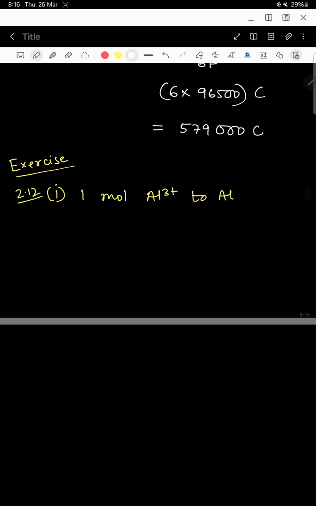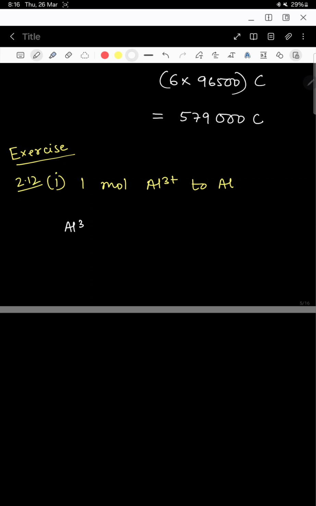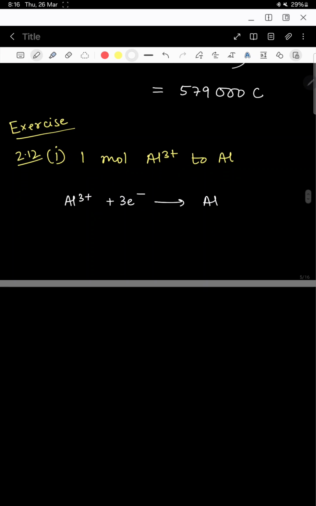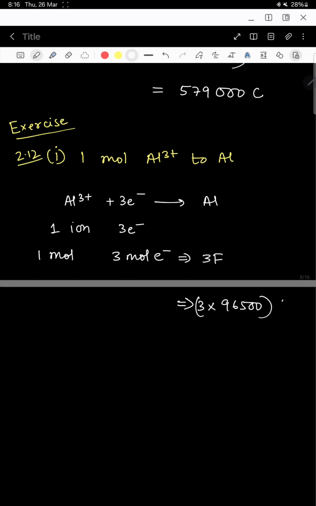So again a very simple question. These kind of questions sometimes they give you in CBSE kind of exams also. If you have aluminium 3 plus, it obviously takes 3 electrons to get reduced to aluminium metal. So one ion requires 3 electrons. So 1 mole ions will require 3 mole electrons, so the charge will be 3 Faraday. So that is your answer, either 3 Faraday or 3 into 96500 coulombs.